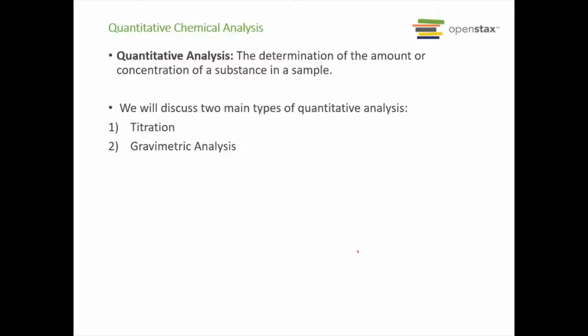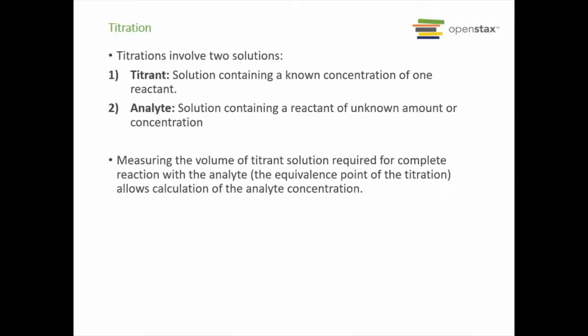There's two methods that we're going to talk about in this chapter, and they're titration and gravimetric analysis. So let's start with titration. Titration tends to involve aqueous reactions, and they have two solutions to them. You have the titrant, and this is the solution where you know the concentration of a reactant.